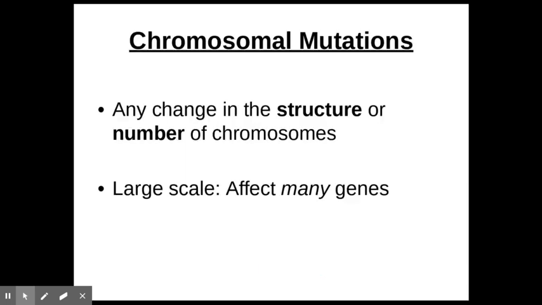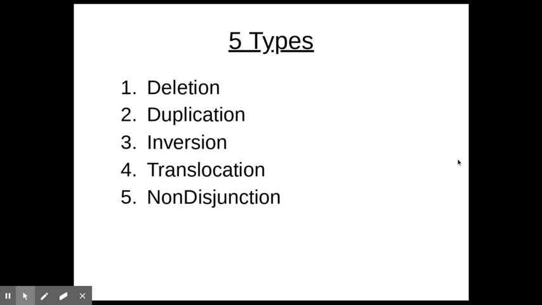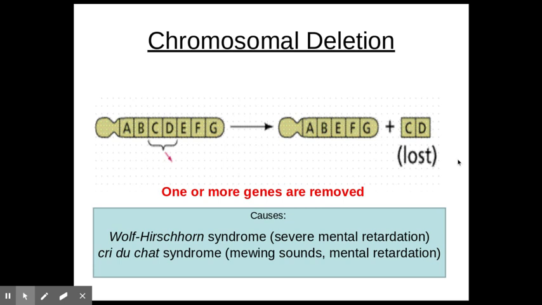So chromosomal mutations are any change in the structure or number of chromosomes. It's a large scale effect, so it affects many genes. There are 5 different types: deletion, duplication, inversion, translocation, and non-disjunction. For deletion, part of the chromosome is taken away. So in this case, C and D genes are taken away or lost.